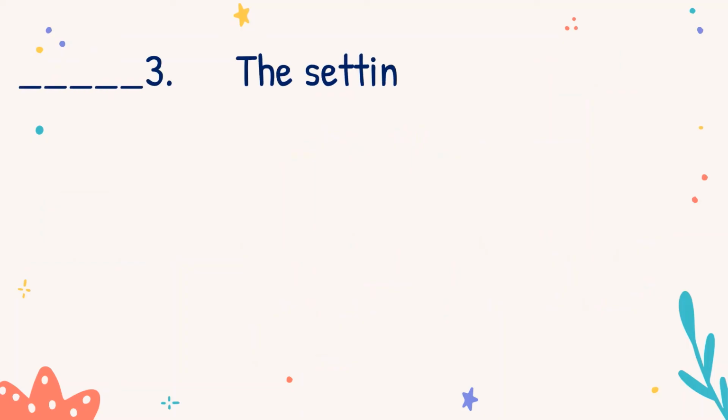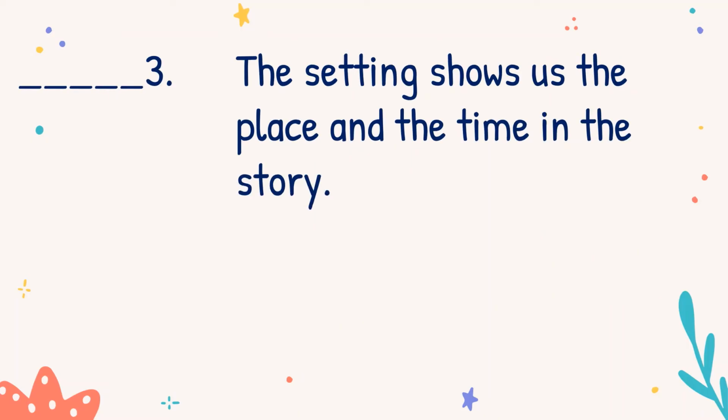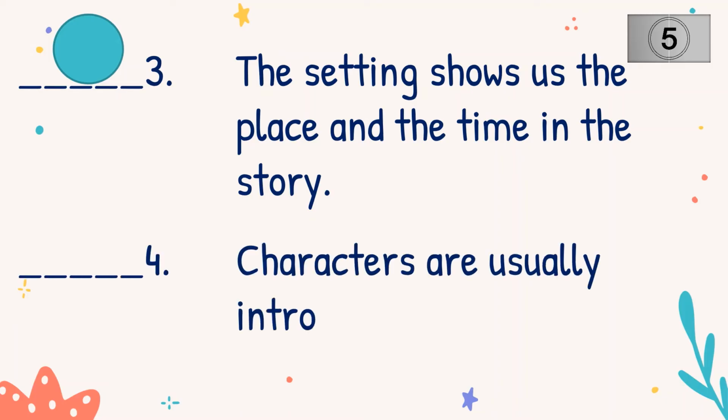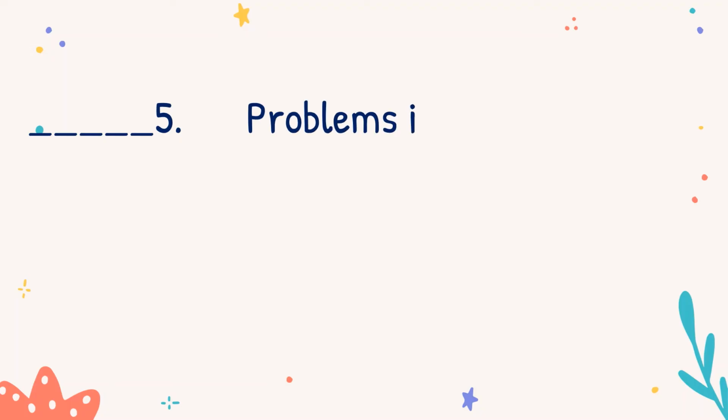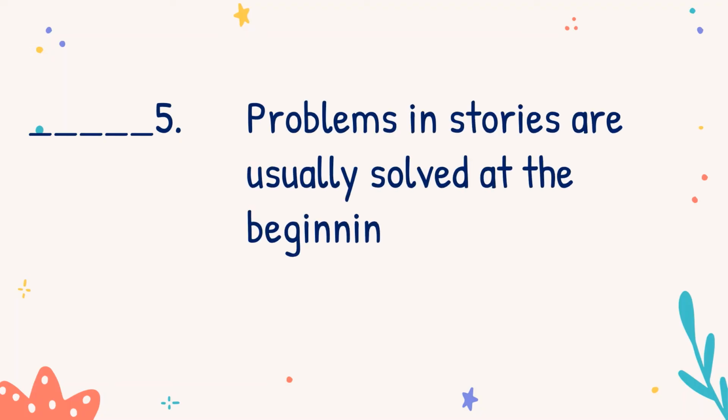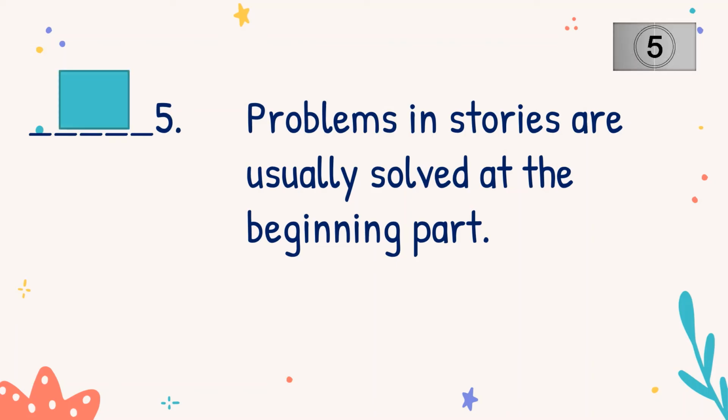For number 3, the setting shows us the place and the time in the story. And the correct answer is circle. For number 4, characters are usually introduced at the beginning of the story. The correct answer is circle. And for number 5, problems in stories are usually solved at the beginning part. And the correct answer is square.